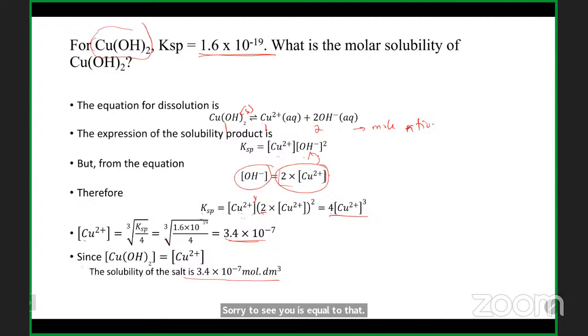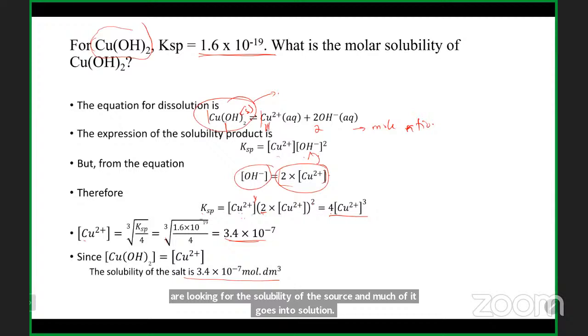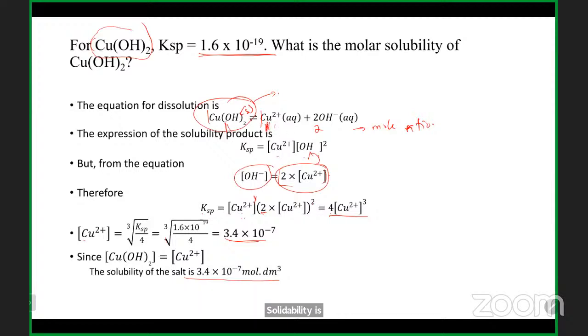Okay, so this last line, it's 1 mole to 1 mole. We are looking for the solubility of the salt, how much of it goes into solution. The solubility is this: 1 mole of Cu gives that, so you're looking for the same with an equimolar ratio. If you want to go to OH, you multiply by 2, so the OH concentration will be 2 times 3.4 times 10 to the minus 7. We have 6 more minutes.